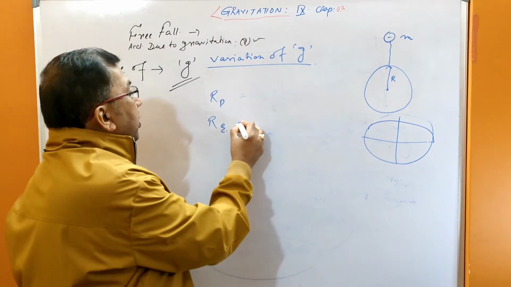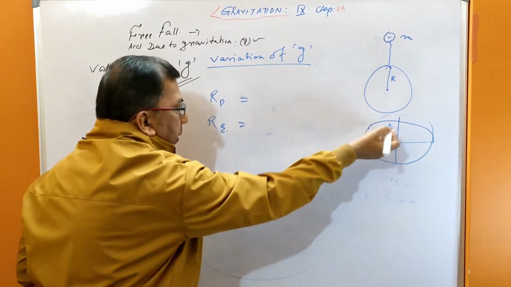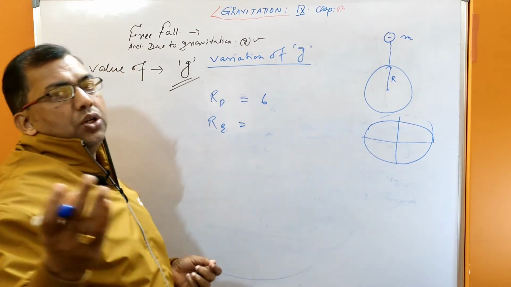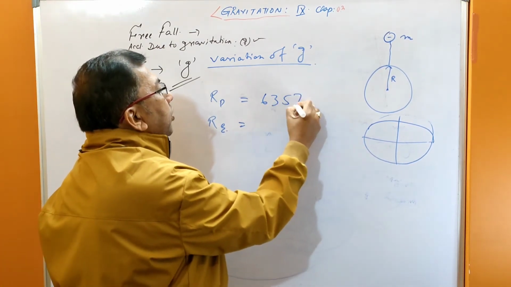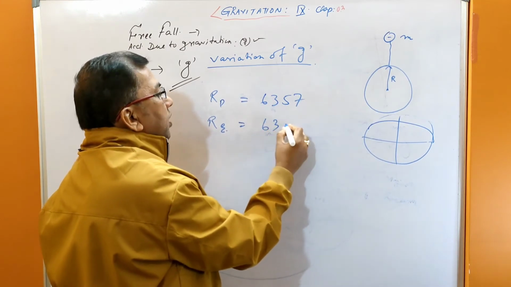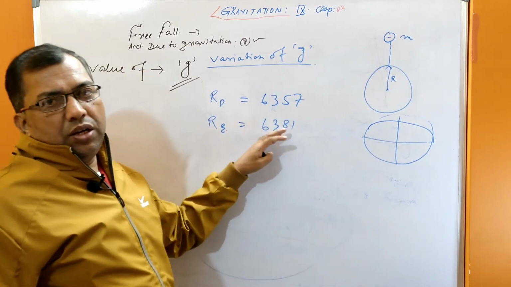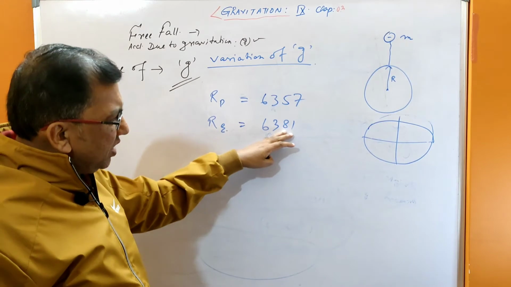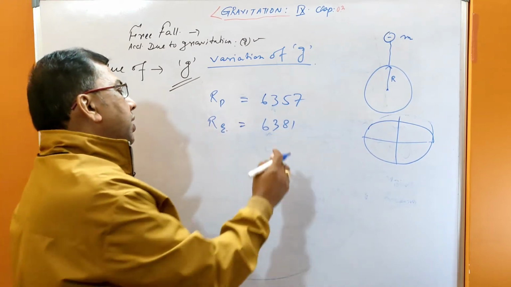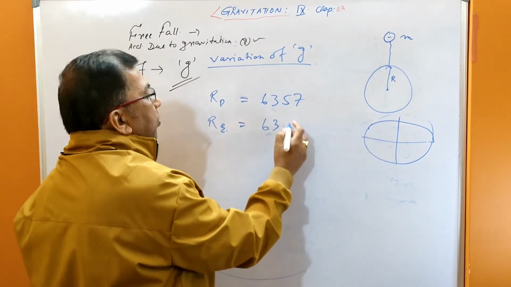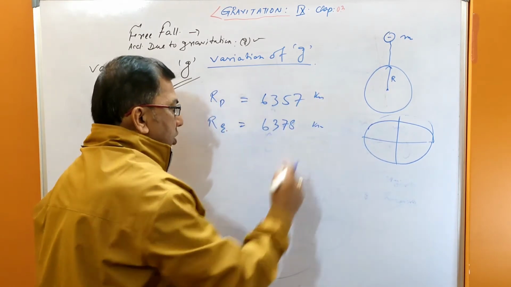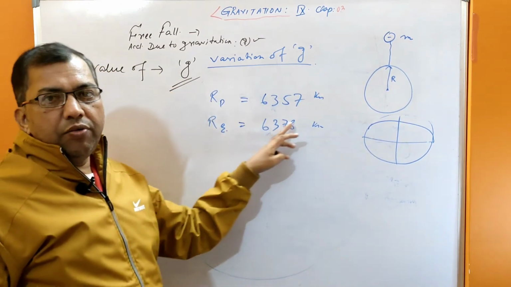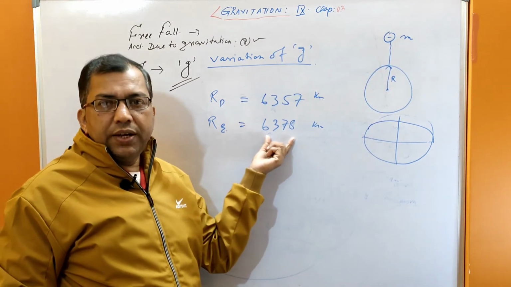So the radius of equator and radius of pole: for the pole it is 6.357, and for the equator it is 6.378 to 6.381, you can also write 78 to 80. This is in kilometers. This is R equator and R pole. So this is a little more.